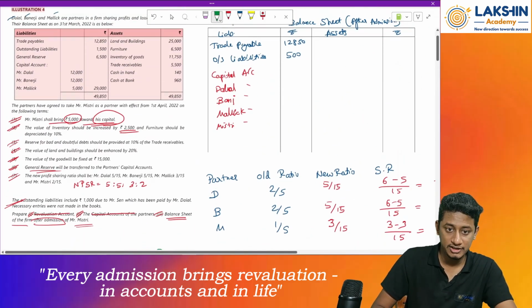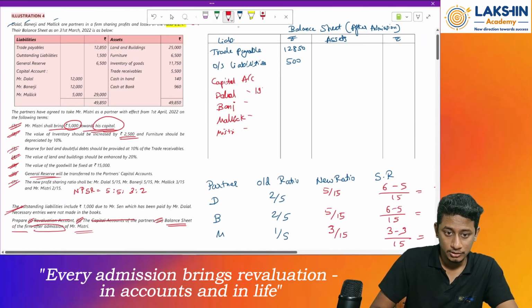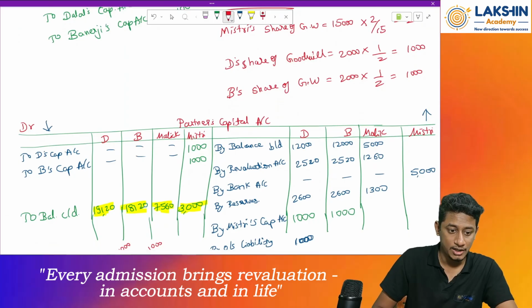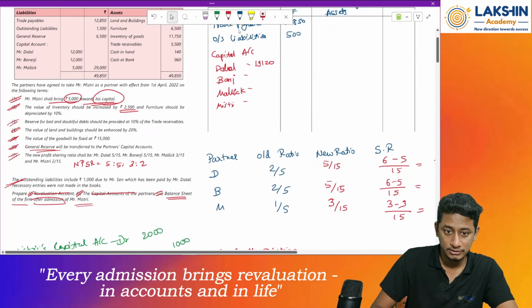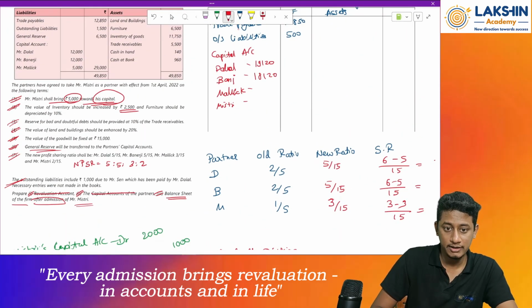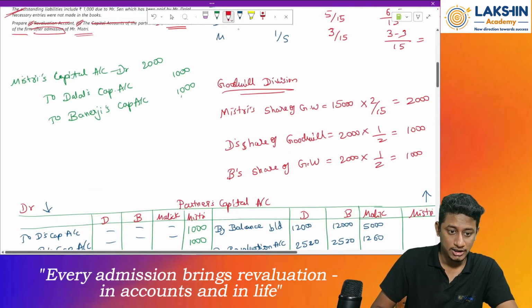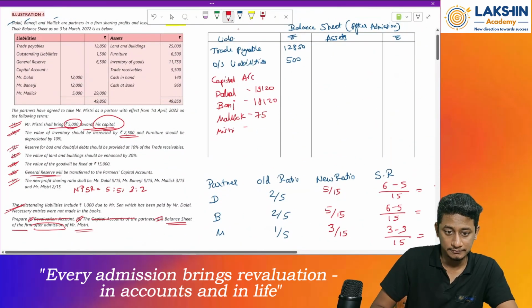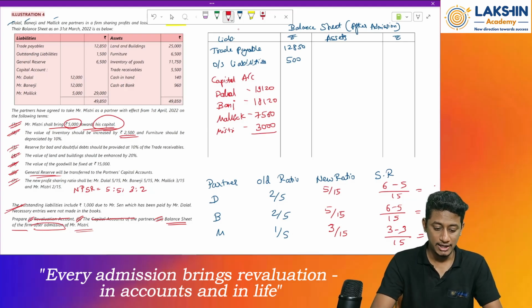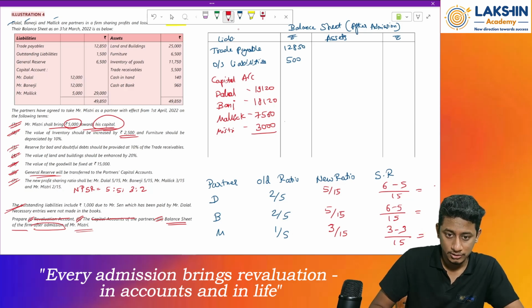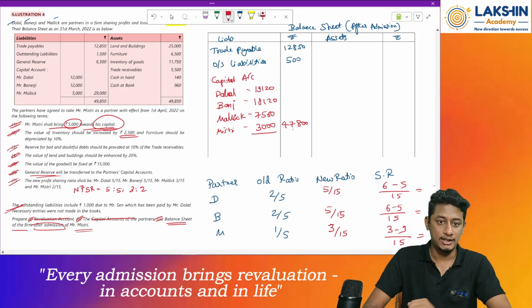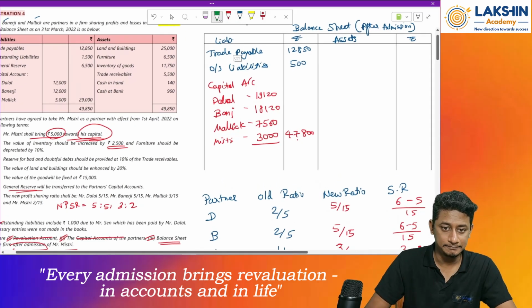19,120. Just write it down. Then 18,120. Then 7,560 and 3,000 rupees. So how much will the total be? 19,120 plus 18,120 plus 7,560 plus 3,000 equals 47,800. Okay, cool. Then let's start with the asset side.